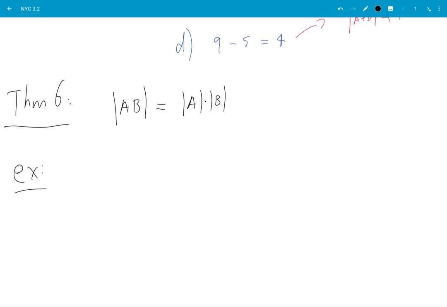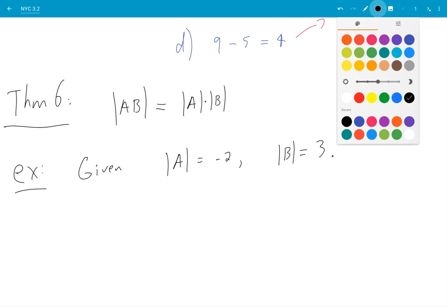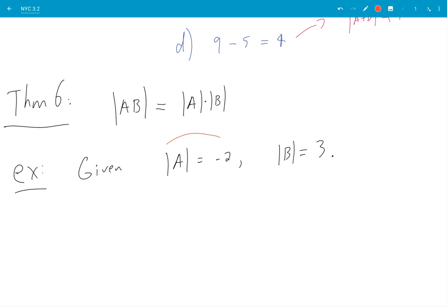Let's do an example to illustrate. Here we're given the determinant of A is -2, determinant of B is 3. Okay, so yeah, I know the notation is not great here. The absolute value would make you think it's always positive, but it's not the case. Determinants can be positive, 0, or negative.